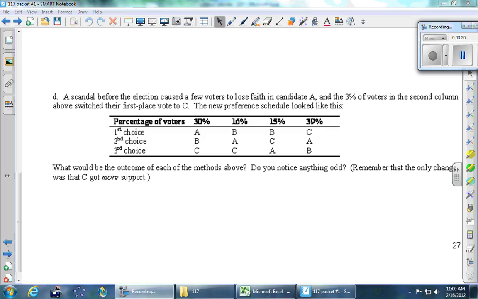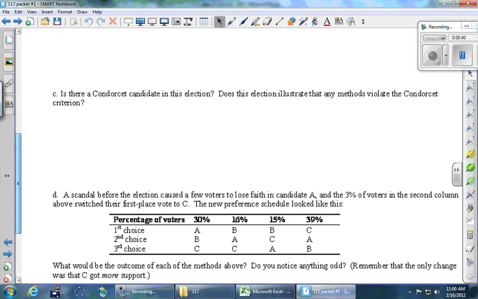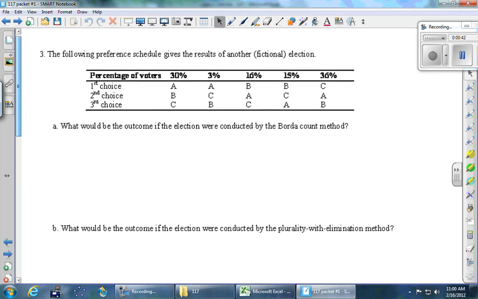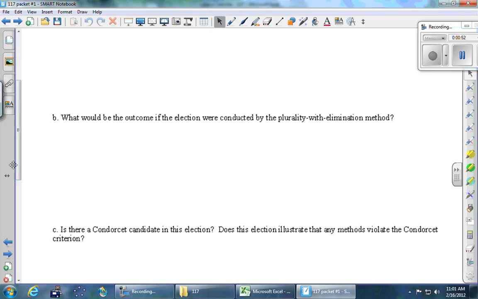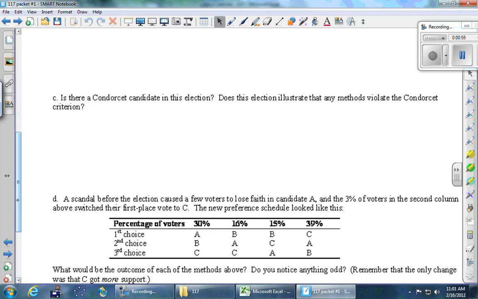So I did not give enough time for this activity. So could you guys go to page 27? I just want to give maybe 5-10 minutes to do one of these problems, to make sure we remember what's happening with the method of plurality with elimination. On page 27, there's a preference schedule at the top. I'm going to ask you to do two parts of this question: part B and D. B as in boy, D as in dog. Page 27, B and D.